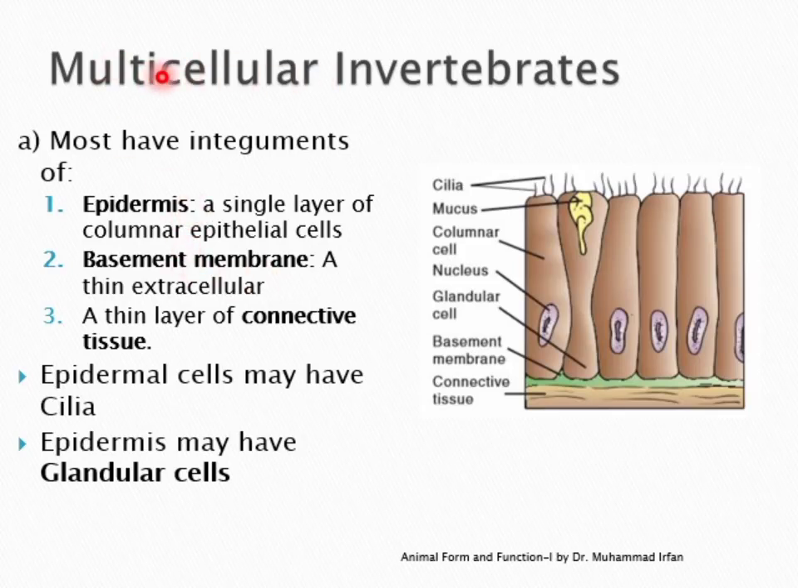In multicellular invertebrates, the integument is made up of three layers. It could be epidermis, a basement membrane, and a thin layer of connective tissue. So epidermis is a single layer of columnar epithelial cells. We know in animals there are four types of tissues. They are epithelial tissue, connective tissue, muscular tissue, and the nervous tissue.